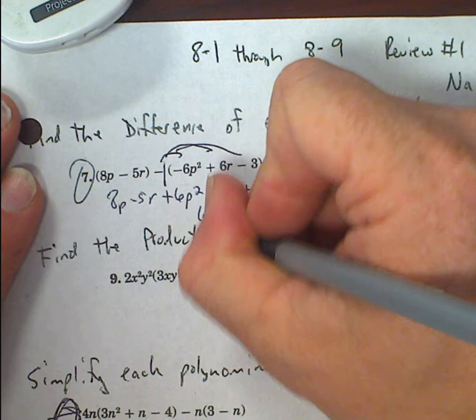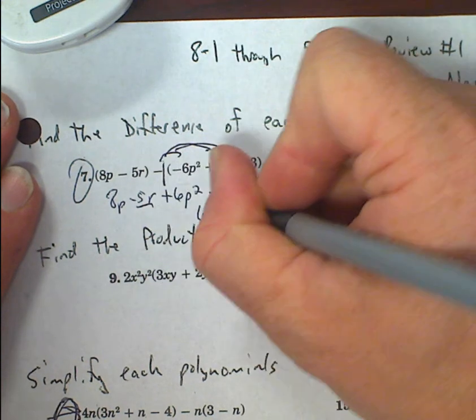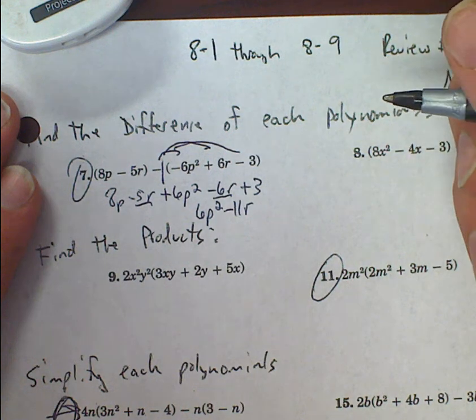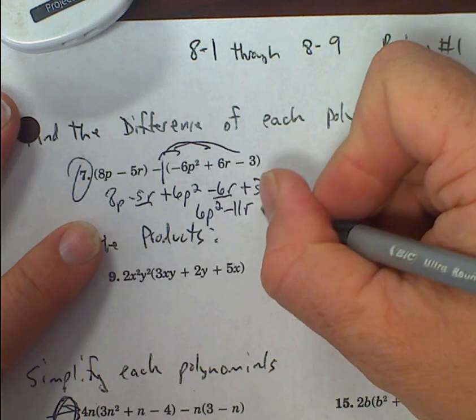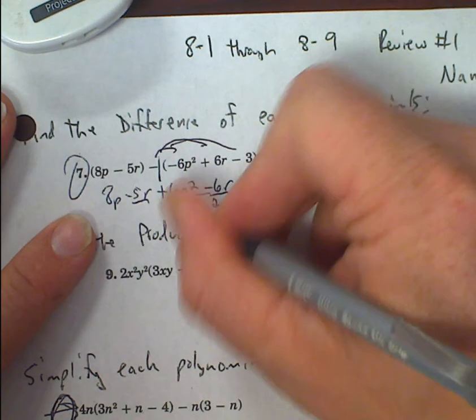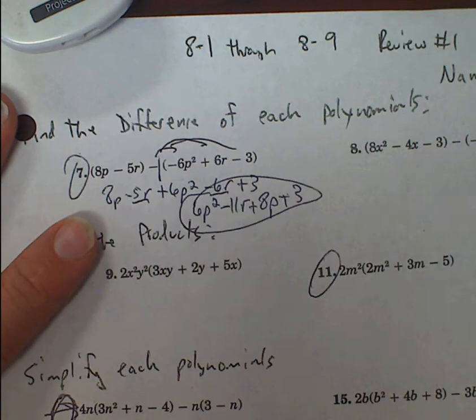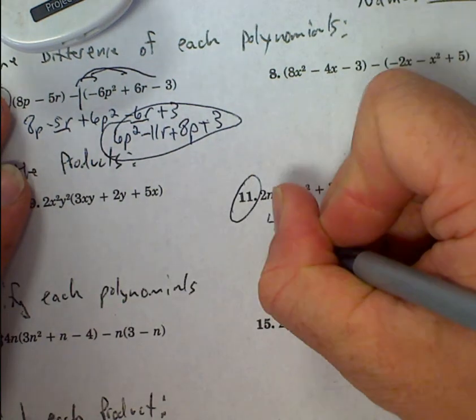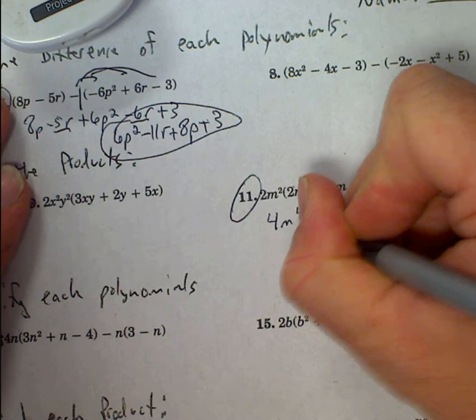6p squared doesn't have a partner. I can combine negative 5r, negative 6r, which is negative 11r. I don't have a p, so that's 8p, and bring down the 3. Distribute, combine like terms. Number 11, 2 times 2 is 4, m squared is m to the 4.